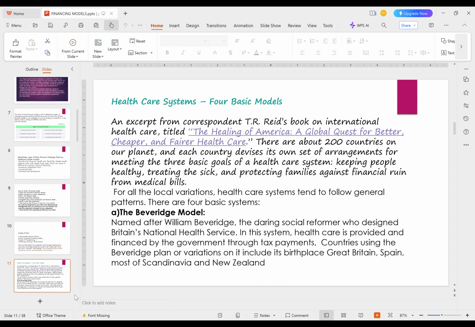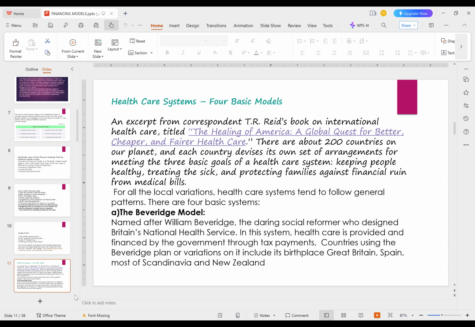Healthcare systems are presented through four basic models in the financial aspect. An excerpt from the correspondent T.R. Reid's book on international healthcare titled The Healing of America: A Global Quest for Better, Cheaper, and Fairer Healthcare. There are about 200 countries on our planet, and each country devises its own set of arrangements for meeting the three basic goals of a healthcare system: keeping people healthy, treating the sick, and protecting families against financial ruin from medical bills. For all the local variations, healthcare systems tend to follow general patterns.